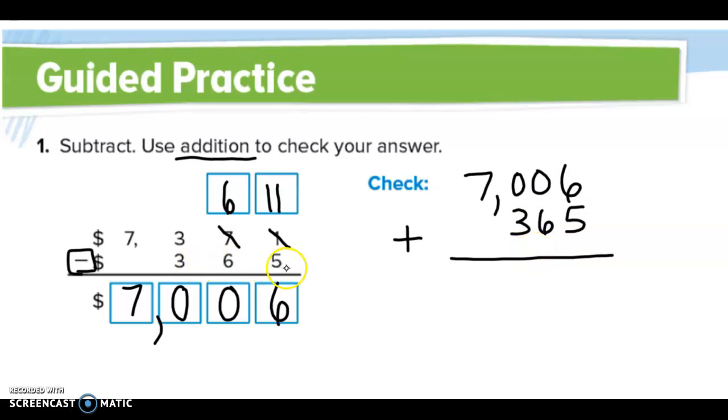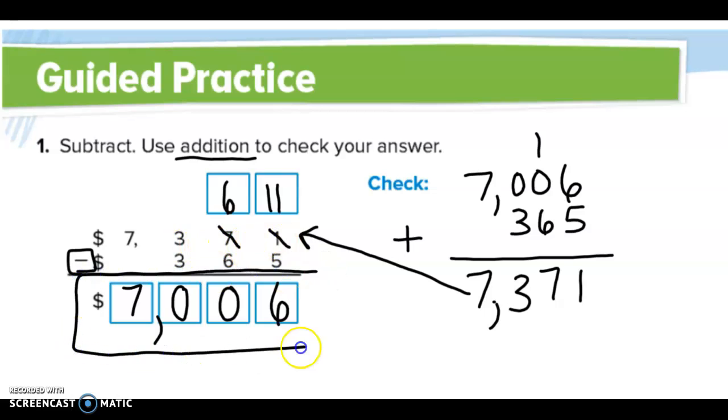Make sure you line up your place values. Notice in 365, there are no thousands. So when I rewrite it over here, I have to make sure there is a blank in the thousands. Push it over to where it belongs. And let's add them. 6 plus 5. Well, 5 plus 5 is a double, and one more would be 11. So we regroup the 1. 1 plus 6 is 7. 0 plus 3 is 3. 7 plus nothing is still 7. I got 7,371. Let's look back at where we started. Was that where we started? It absolutely was. So that tells us that this answer that we got when we subtracted is correct. Let's go on.